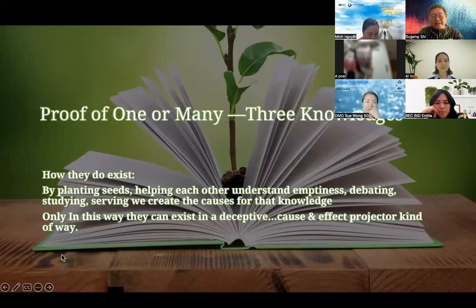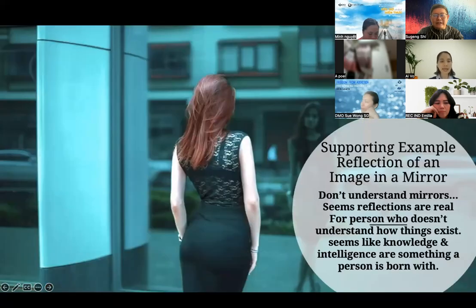Okay, so now we know how they exist. Now let's look at one or many, or we will look at that later. When we say mirrors, reflect, deceptive means what? Deceptive means we don't understand the mirrors. When you see a reflection in the mirror, we think that it is real.